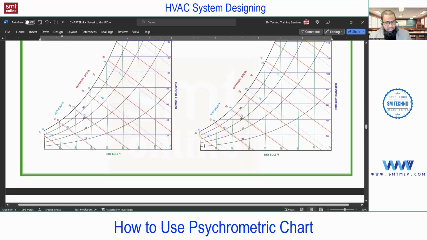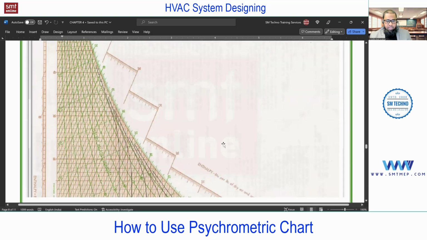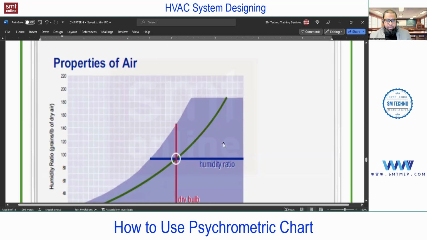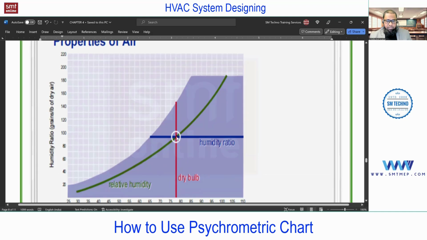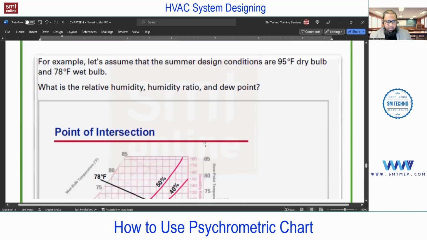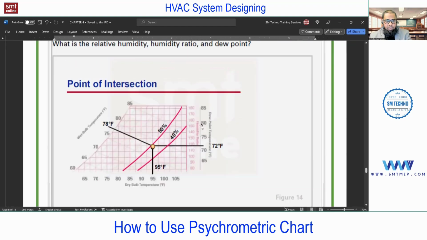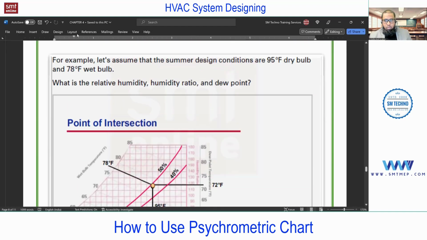So we'll do one simple example using this psychrometric chart. This is taken from a train. In this way, you can find the point. I'll show you, this is just an example. Now we'll verify this example first. In this example, what are the two known properties given?